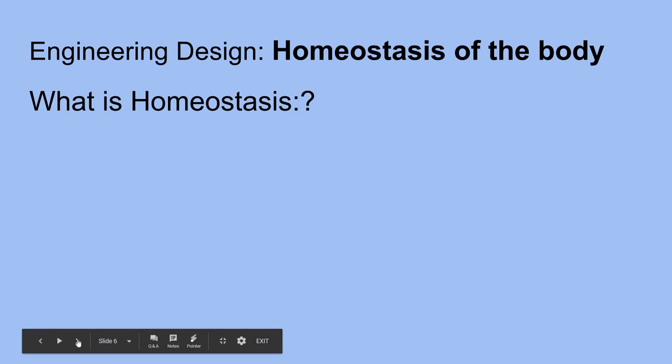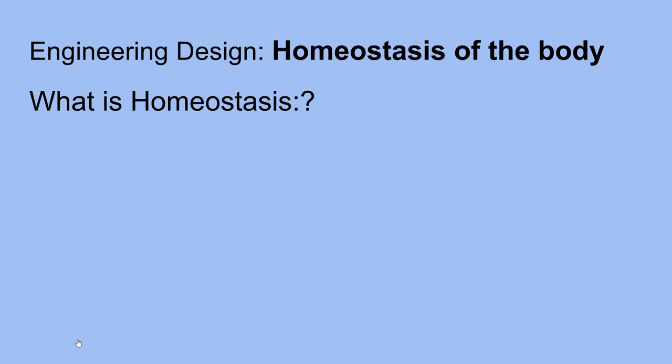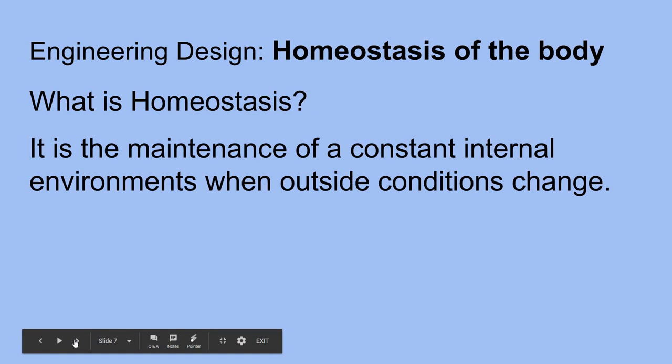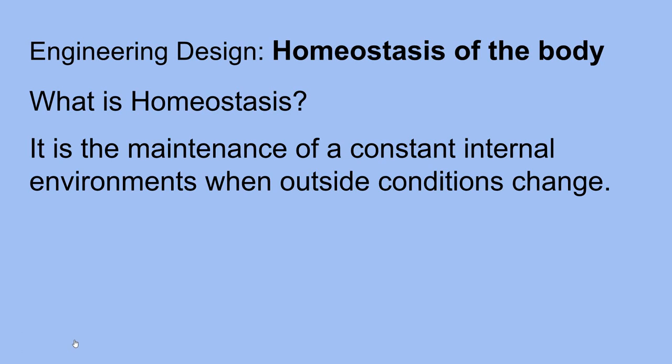So, a little bit of review. What is homeostasis? We've been talking about it for a while because it's really, really important. Think about it. What is homeostasis? Homeostasis, our technical definition, is the maintenance of a constant internal environment when outside conditions change. Essentially, that just means you need your insides to stay stable. You want to keep things on an even keel. Our bodies don't like to have lots of changing variables going on.